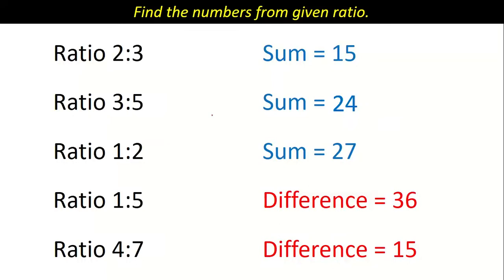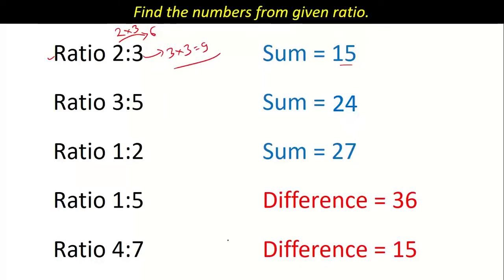In the first example, the ratio is given as 2:3, where the sum of numbers is given as 50. Now I know 2 plus 3, 5 parts. 5 parts is 50. One part has to be 50 divided by 5, which is 10. So 2 parts will be 2 into 10, which is 20. 3 parts will be 3 into 10, which is 30.